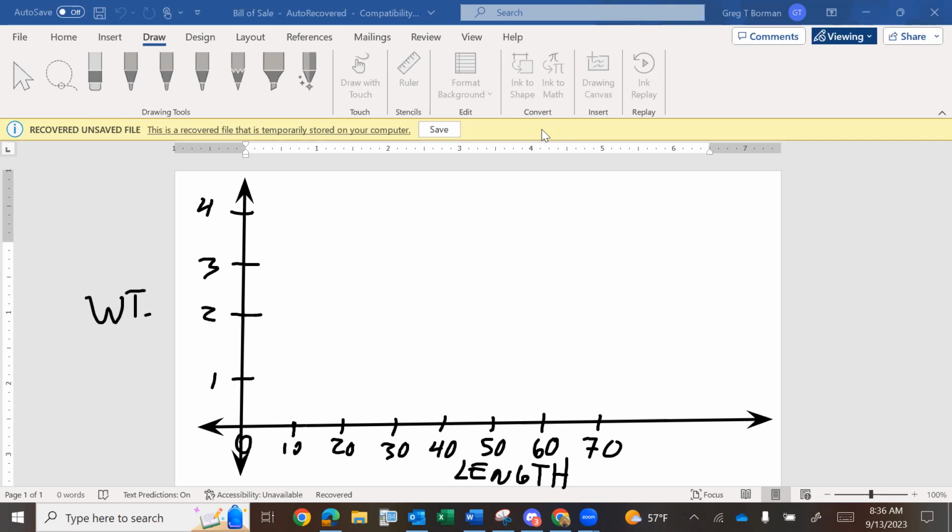So now let's start graphing it. The first one is at 20 centimeters and 0.1 kilograms. That is not a lot. So 20 centimeters, 0.1 is maybe right there. And then 30 centimeters and 0.2 kilograms. And then 40 centimeters and 0.4 kilograms.